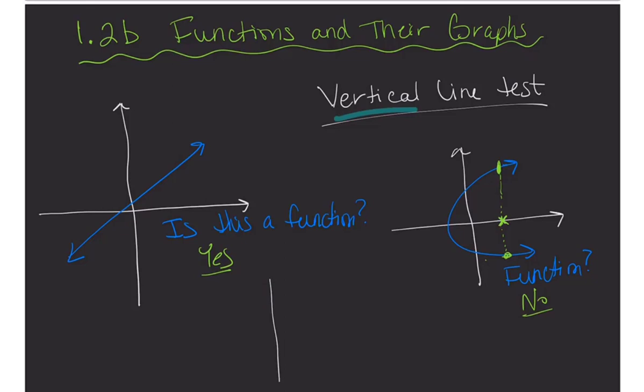I got a little bit of room here. Let's say we draw one that looks like this. We go through, I hit it once, I'm hitting it once, I'm going through it once. No matter where I draw that vertical line, I'm only going through that graph once. So is it a function? Yes, it's a function.